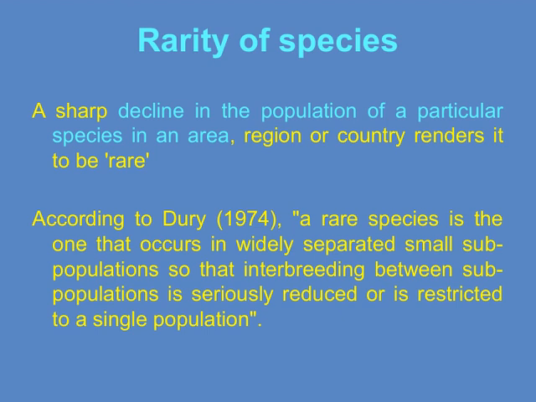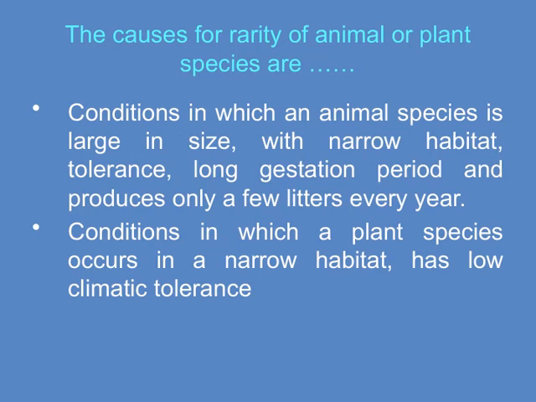or extinct. The causes for the rarity of animal or plant species are often linked to their specific biological and ecological characteristics. For example, when an animal species is large in size, it typically requires a larger habitat to meet its needs. If that habitat is narrow or limited, it can make the species more vulnerable to becoming rare.